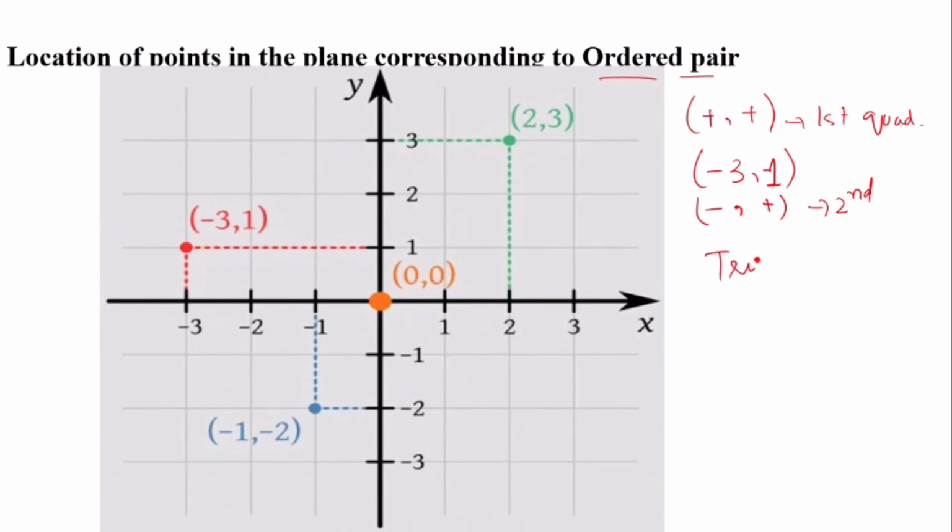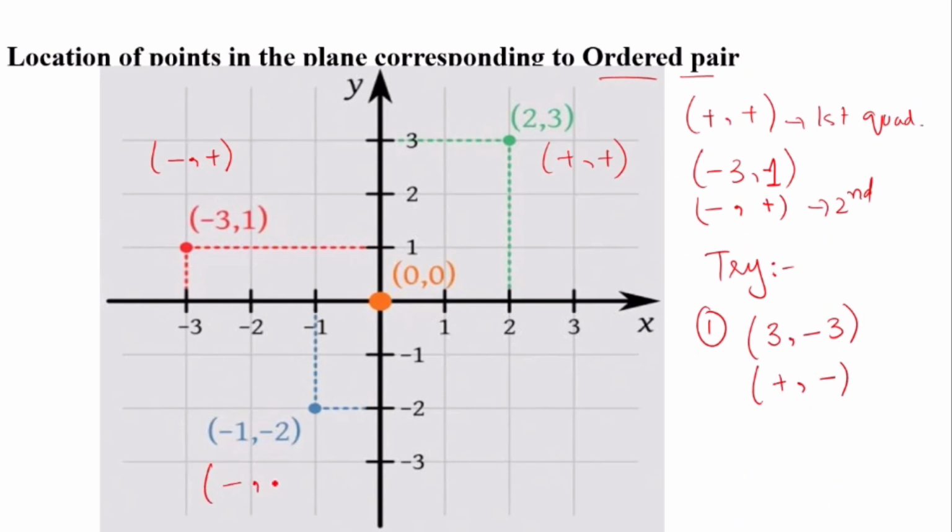Now try a little example. This is an assessment for you: 3 and -3. You see x is positive while y is negative. So first of all you have to find in which quadrant this value lies, where x is positive and y is negative. In this quadrant both are positive. In the second quadrant x is negative while y is positive. And our situation is x is positive, y is negative, so this is the reverse of that. In this quadrant both values are negative, and in this quadrant x is positive while y is negative.